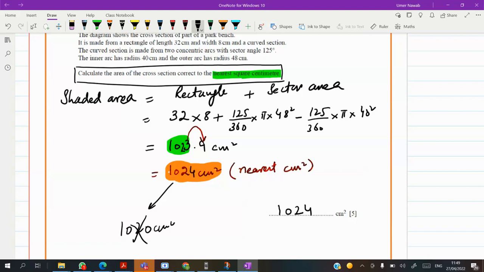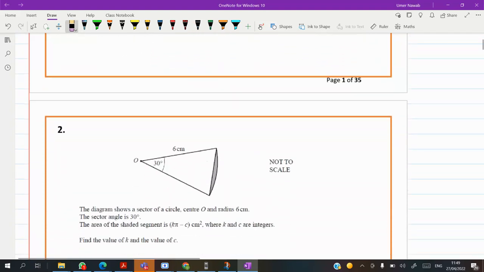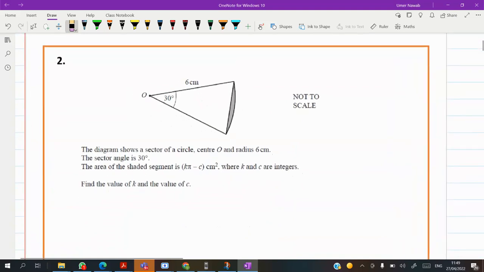No, here the examiner said you need to write your answer to the nearest square centimeters. Anyway, we are done with that question. So here we want what? He has provided us the shaded part, and that shaded part is between the triangle and a sector.